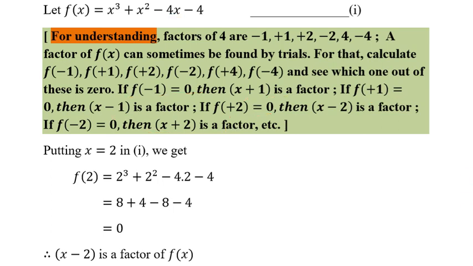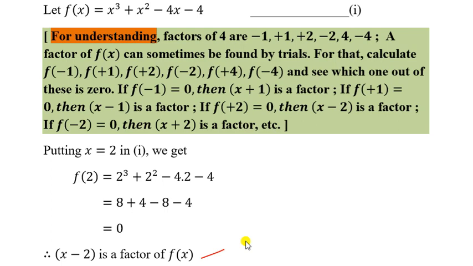So I wrote here directly, if we put x equals to 2 in our given polynomial, then it will be 0. That means x minus 2 is a factor, because I substituted 2, f of 2. If it is minus 2, then x plus 2. Always you have to change the sign. So x minus 2 is a factor. We got already one factor in this way, x minus 2. Now easily we will get the next factor.